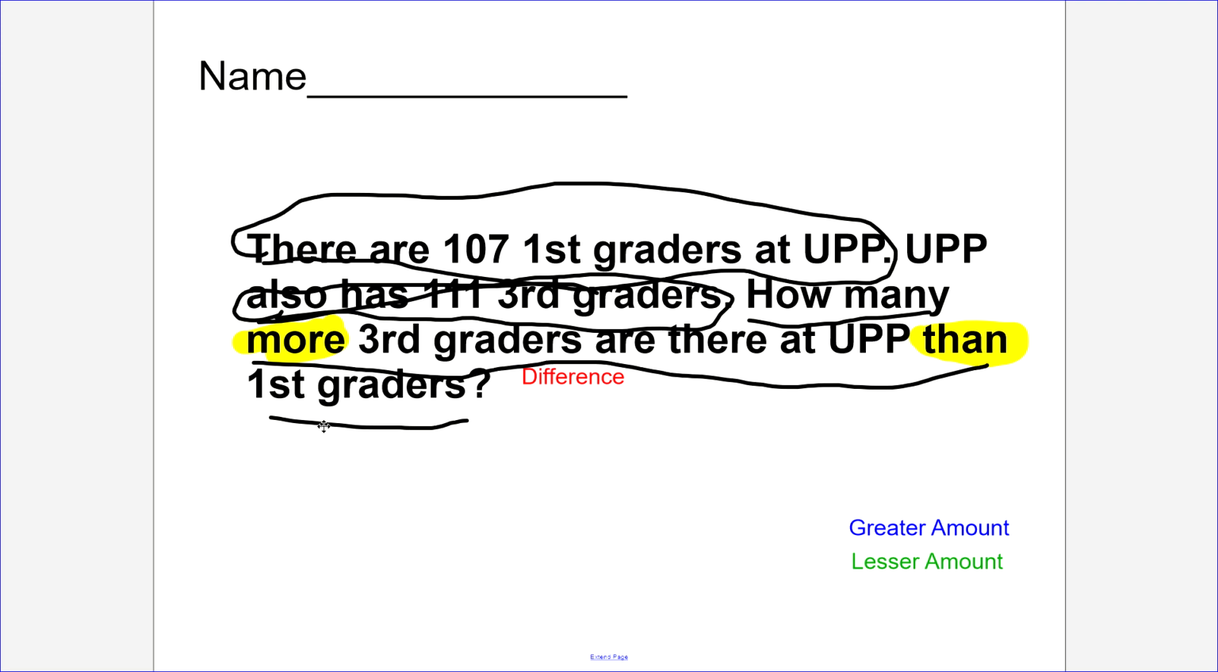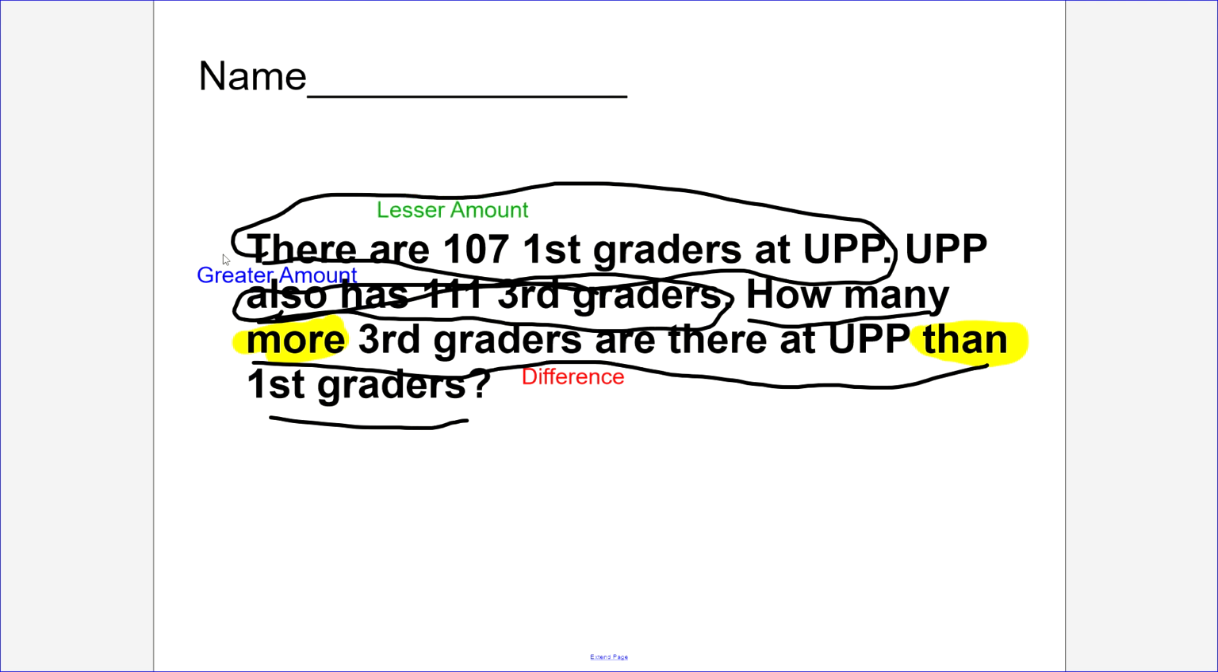So third grade, what's the greater amount? First graders or third graders? Yes, the greater amount is third graders because it's telling us there are more third graders than first graders. We also know that third graders are the greater amount because there are 111 third graders, which is more than 107, the number of first graders. First graders are the lesser amount.